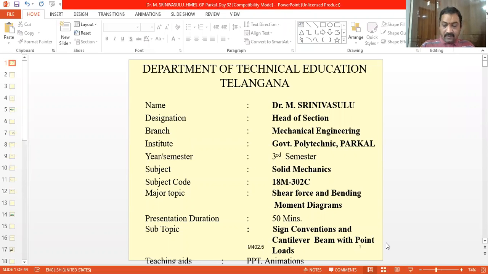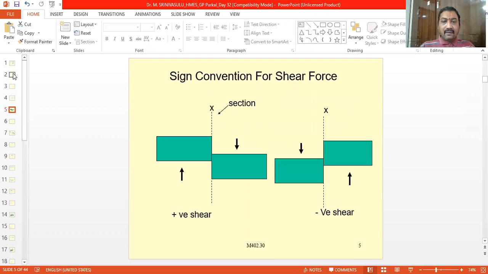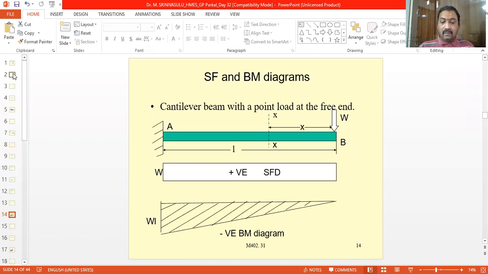Here, all these basic details we have already covered in the last classes, and the sign conventions, everything we have covered. Now, this is the problem for drawing the SF and BM diagram for a cantilever with point load at the free end. So for this also we have drawn the SF and BM diagram.